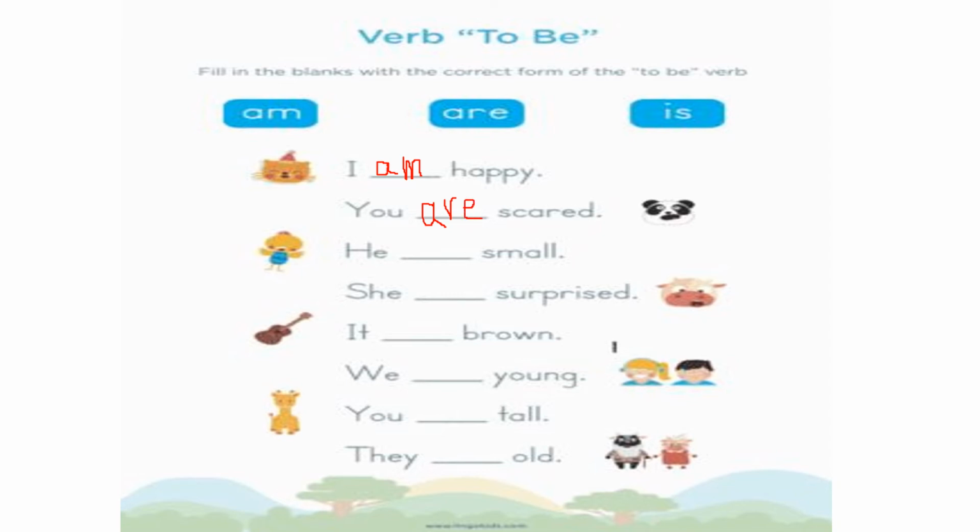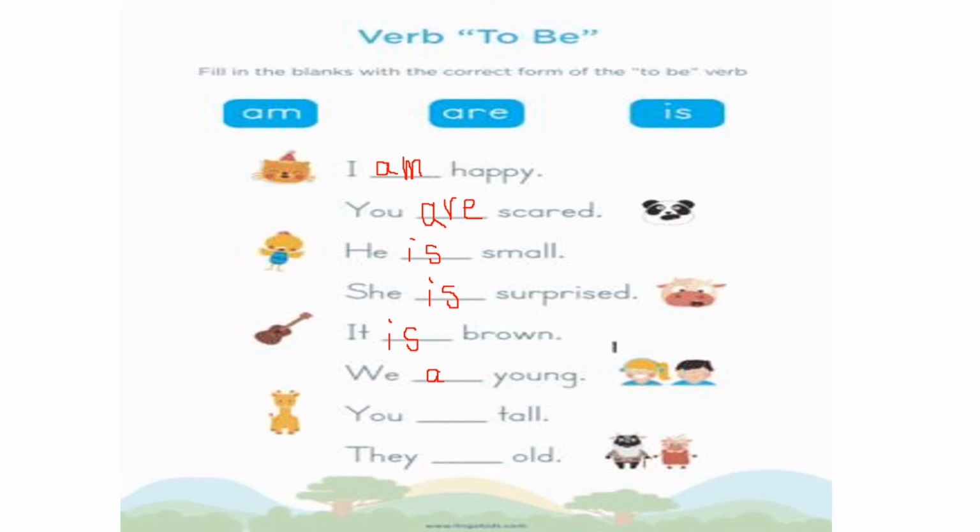No, you are scared. He small. He am? No. He are? No. Yes, he is. Very good. She is. Okay, with she, we say is. She is surprised. She is surprised. It is. It is brown. It is brown. Okay, we young.